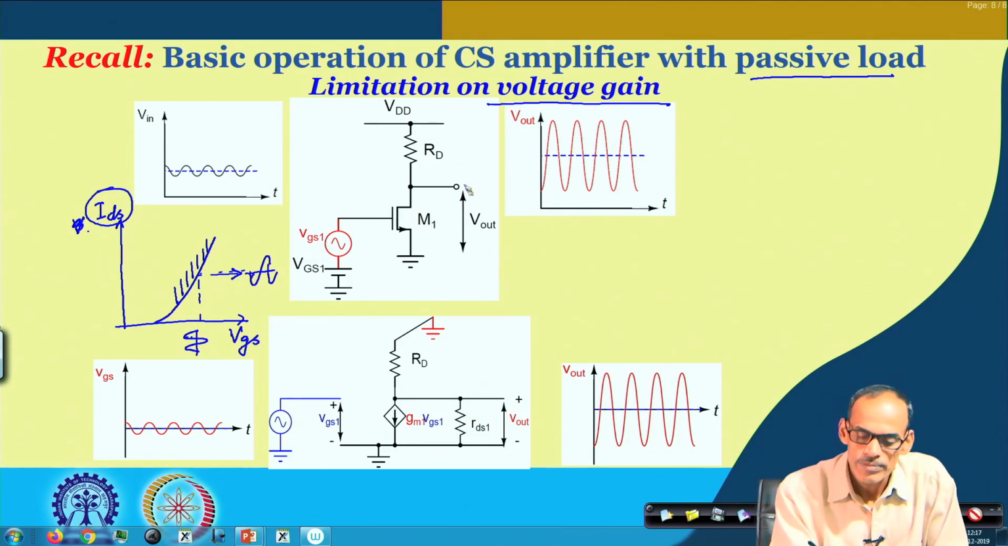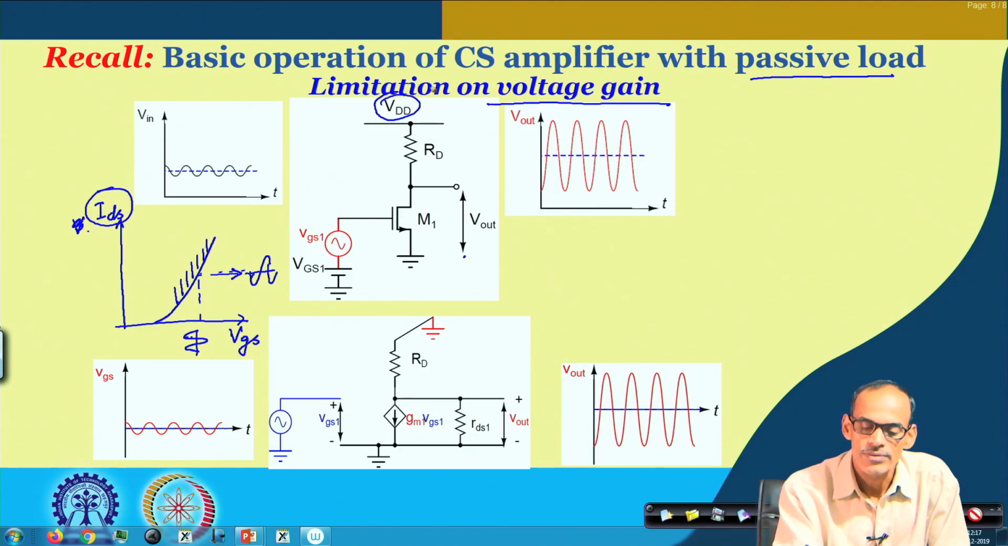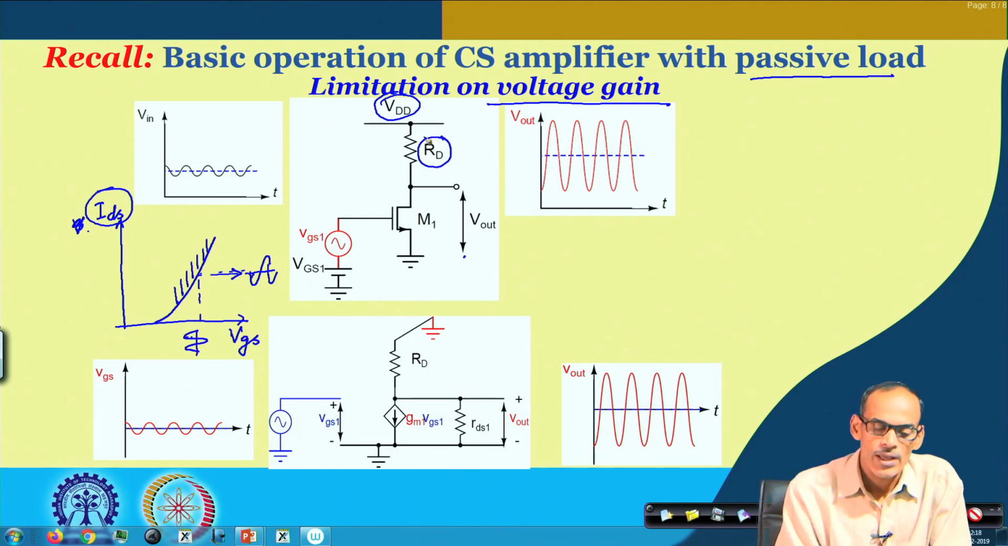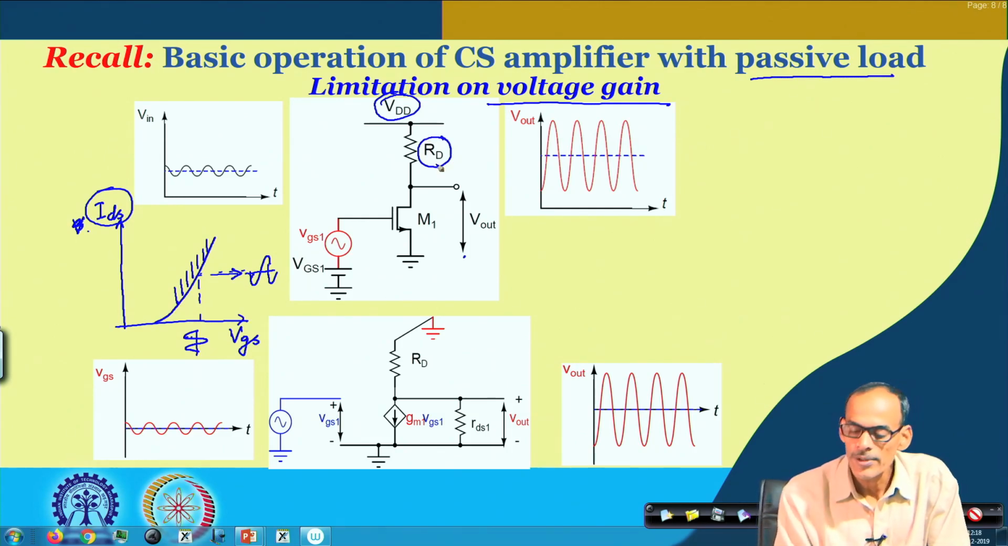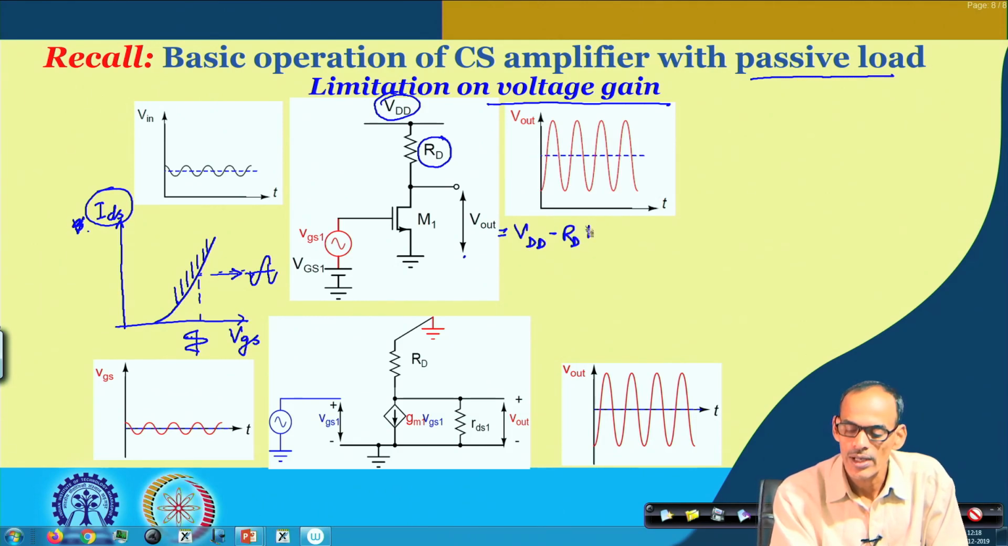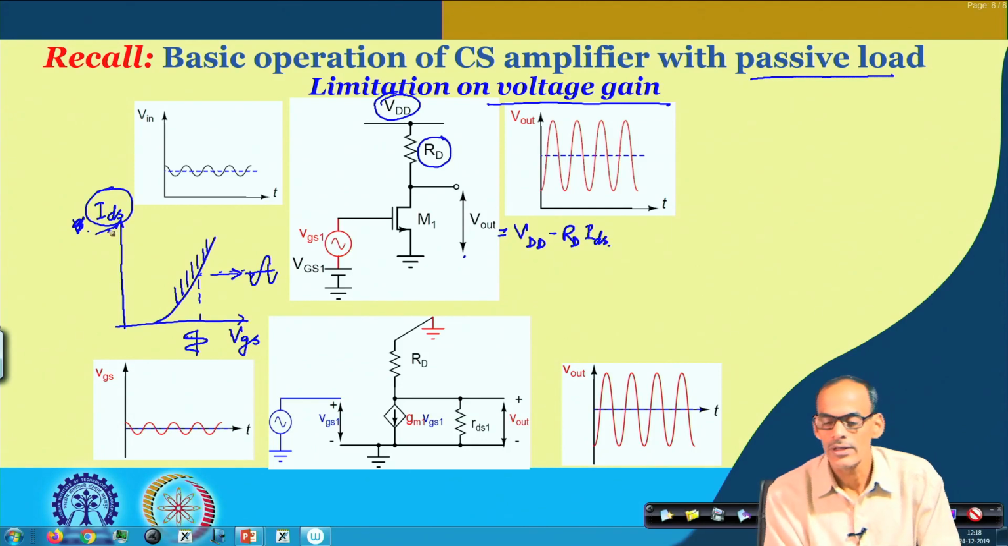And then if you see the output voltage, it is the supply voltage Vdd minus this IR drop, which is Ids multiplied by Rd. Mathematically we can say that Vout is Vdd minus Rd multiplied by Ids, and this Ids is given here.